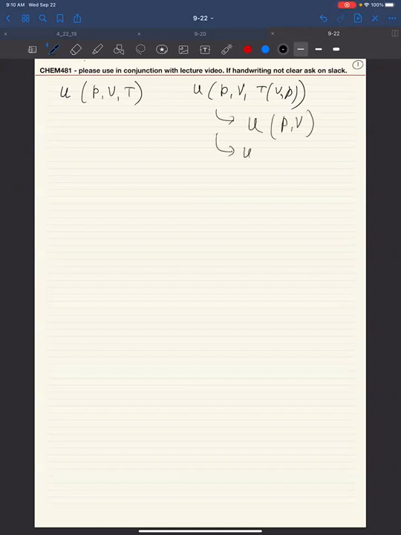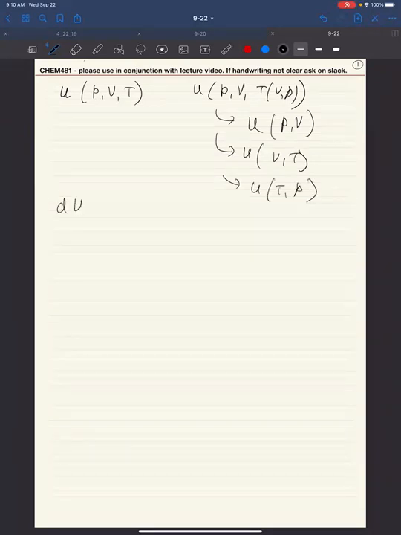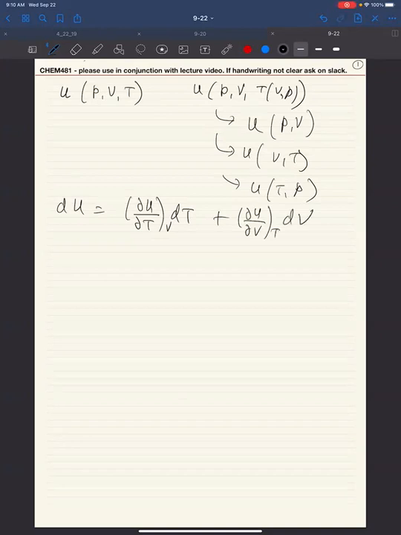Or we could write down internal energy as a function of volume and temperature, or as a function of temperature and pressure. So we did a lot of work thinking about internal energy as a function of volume and temperature, right? We wrote it down this way. There is no problem in writing it as a function of pressure and temperature. In fact, that is what we did for the last part of the class.